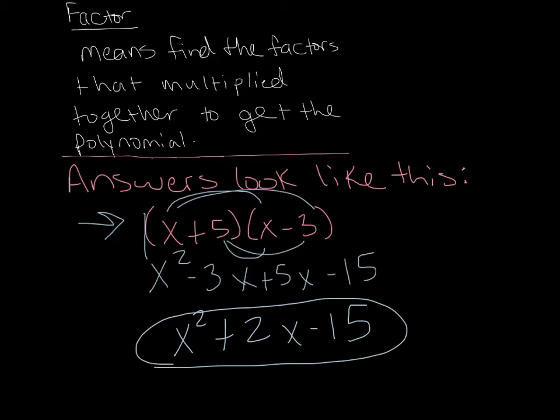So let's talk about this for a second. Where did the x to the second come from? Well, the first two numbers, x times x, became x to the second. The last two numbers, 5 times negative 3, gave us this negative 15. So these two inside numbers had to add up to give us what's in the middle. So we're going to have to try to resimulate that.